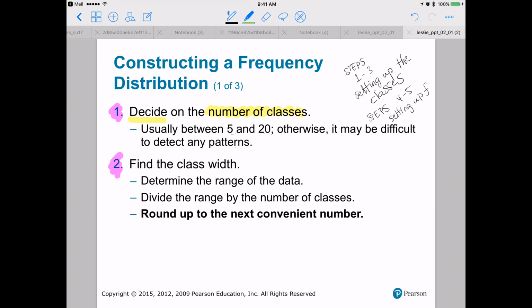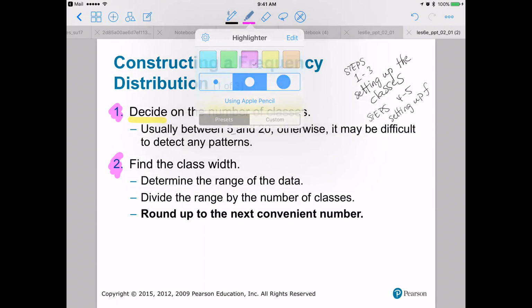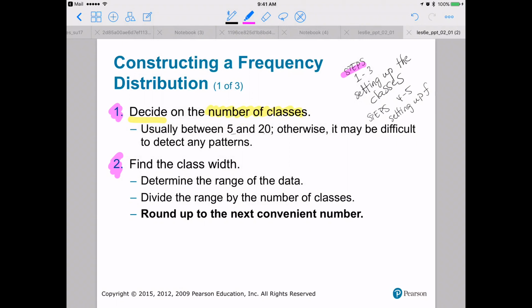Okay. So first thing is to remember steps 1 through 3. What we're focusing on is setting up the classes. So you're going to determine the number of classes you need. Then you're going to find the class width. Now, there's actually a formula for class width, and here's how you get it. In order to figure out the class width, you're going to determine the range of the data. Now, when we say the range, we mean that numerical value, which is the max minus the min. Okay. Then you're going to divide the range by the number of classes. So you're going to have your max minus min over your number of classes, right? So this is your range over your number of classes.